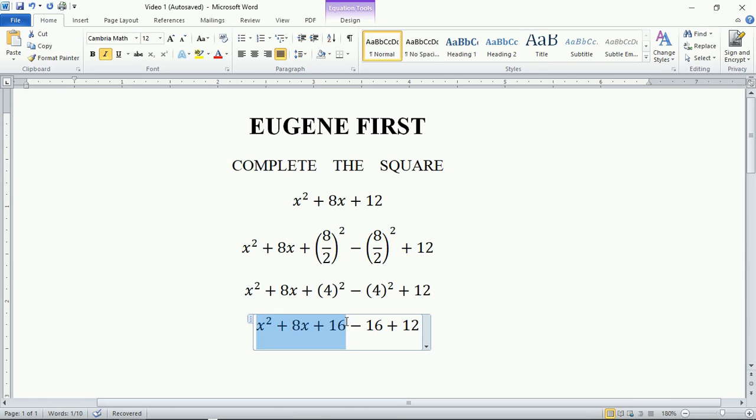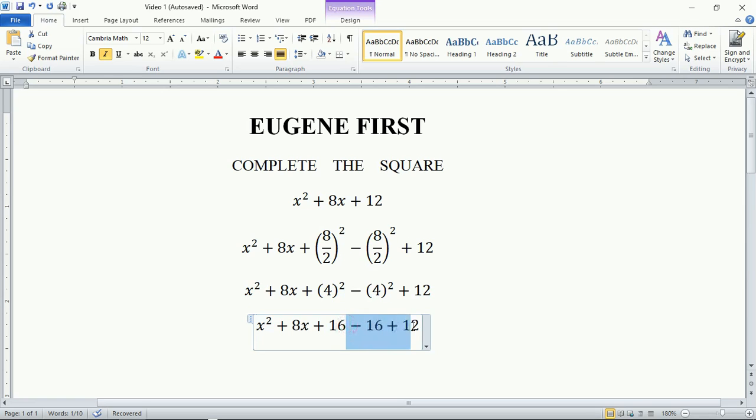How do I know it's a perfect square? Because two factors of 16, if I multiply them, they'll give me 16, but if I add them up, they'll give me 8, and those factors are 4 and 4. So those factors should always be identical. If they are identical, then it's a perfect square.